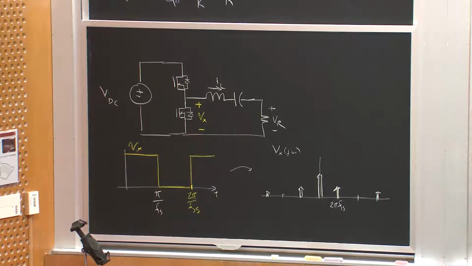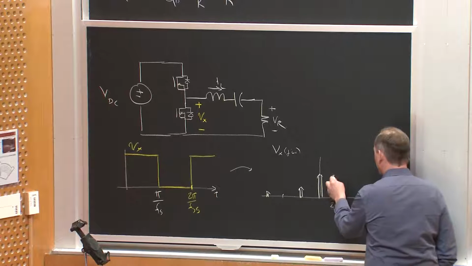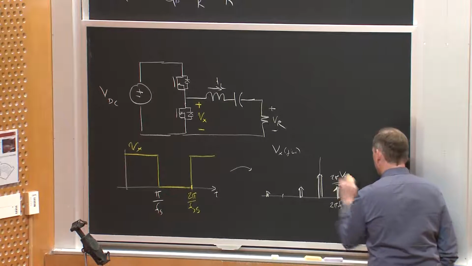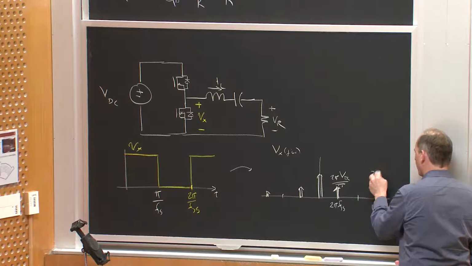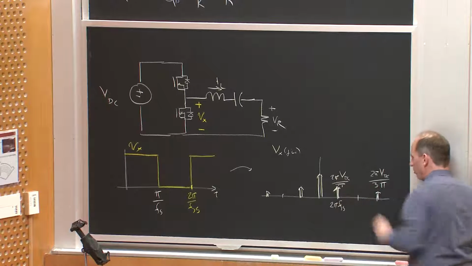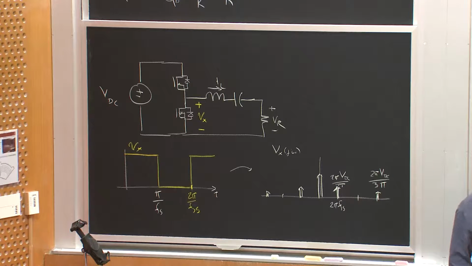And if you wanted to use the exponential series, the height of this is 2 pi times VDC over pi, and here would be 2 pi VDC over 3 pi, right? So the third harmonic's 1/3 of the fundamental, and it falls off as 1 over n with n odd harmonics, okay?